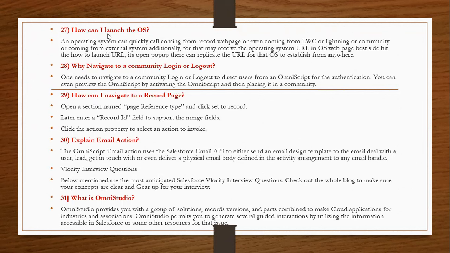Next question, how can I launch the OS? An operating system can be quickly called from the records page, from LWC or Lightning, or from an external system. Additionally, you may receive the operating system URL in the OS page, and the launch URL opens in a pop-up. The URL can be replaced for the OS from anywhere.